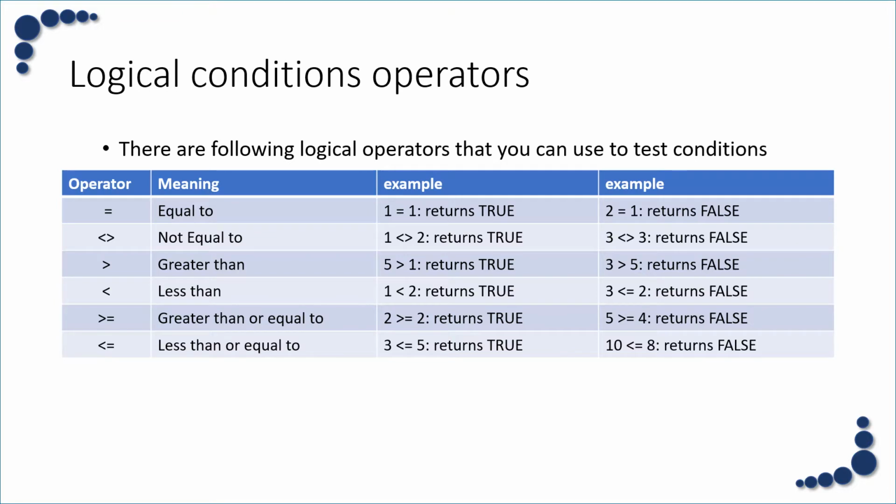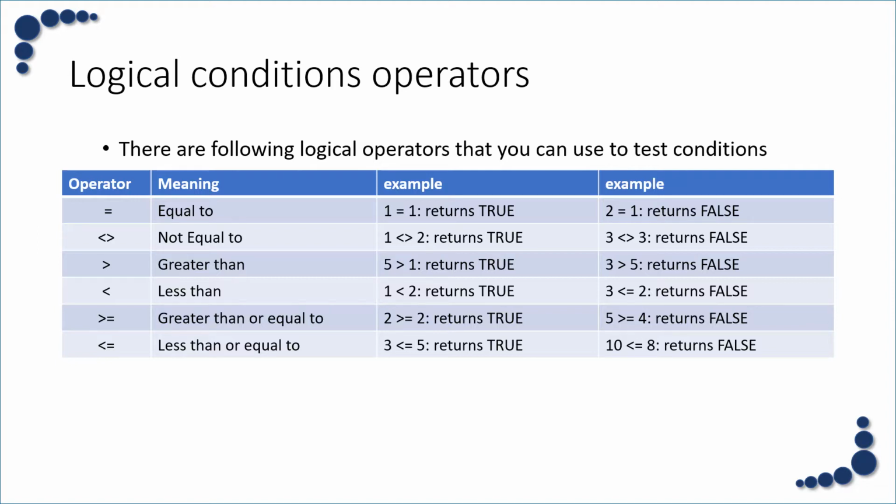There are a number of logical operators that you can use to build logical tests. Here is a list of all the logical operators. The equal operator: where both sides' values match, it will return true. The not equal operator is written with two symbols. It will return true if the left and right side values do not match.